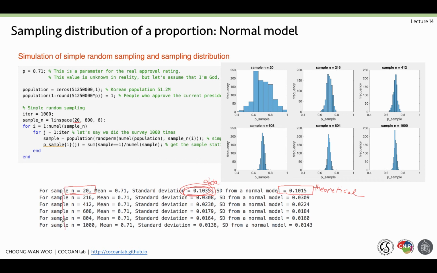As the sample size increases, the standard deviation decreases. As you can see, these are theoretical numbers based on the mathematical model, and these are from our simulation, and they are almost the same. As sample size grows, the shape becomes narrower. The values of the sample statistic become closer to the mean of the population, the population parameter.